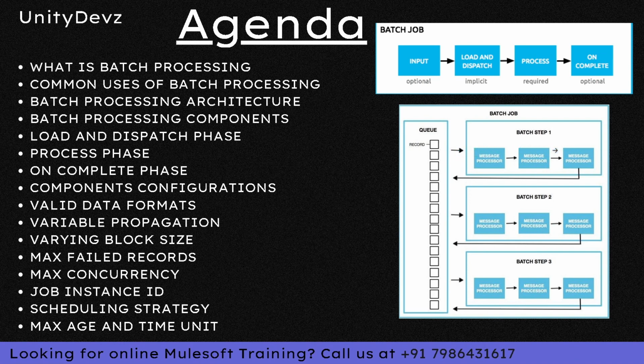Once those records are processed by a particular batch step, they will be transferred to the queue again, and from there another batch step will process those records which were transferred by batch step 1 to the queue. Again, after processing those records in batch step 2, they will be transferred to the queue. And after that, again, those records will be picked up by batch step 3. Okay, so you can add as many batch steps as you want based on your requirements, based on your use case.